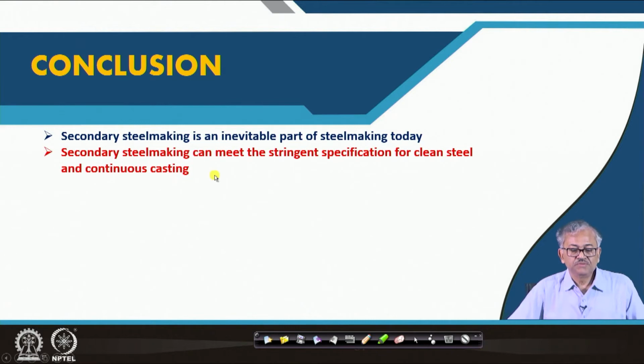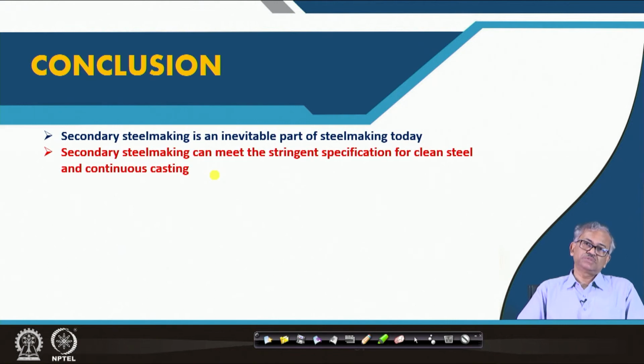Secondary steel making can meet the stringent specification for clean steel and continuous casting. As I say, today we have very stringent impurity tolerance for steel, both from the customer as well as casting practice, like continuous casting. We cannot tolerate impurity beyond a very low level. We now have demand for steel where the sulfur content should be of the order of 50 ppm, very very low, and carbon maybe 20 ppm also. That is for the interstitial free steel, what is called the IF steel. We have 20 ppm carbon steel.